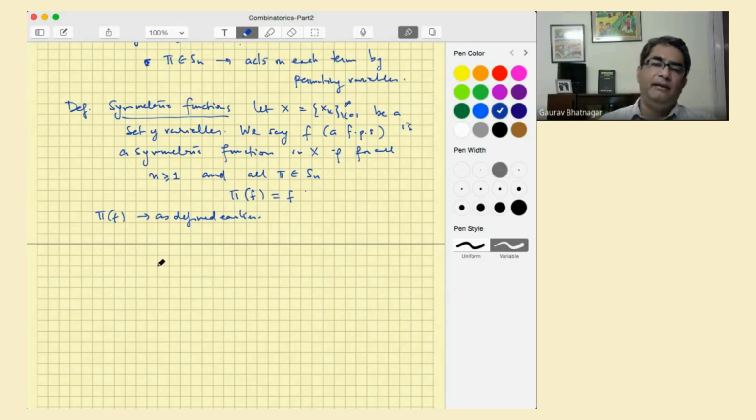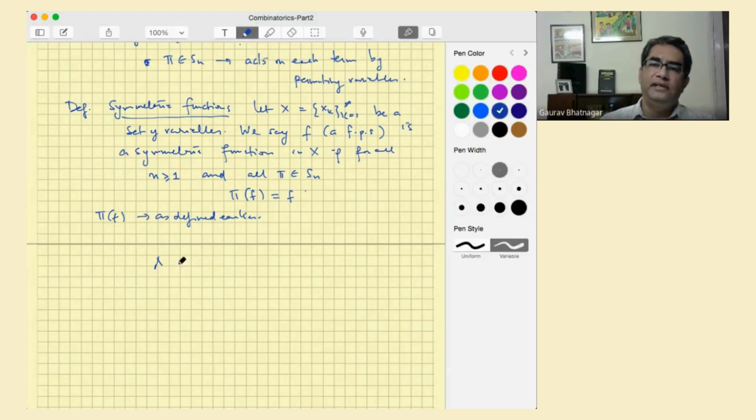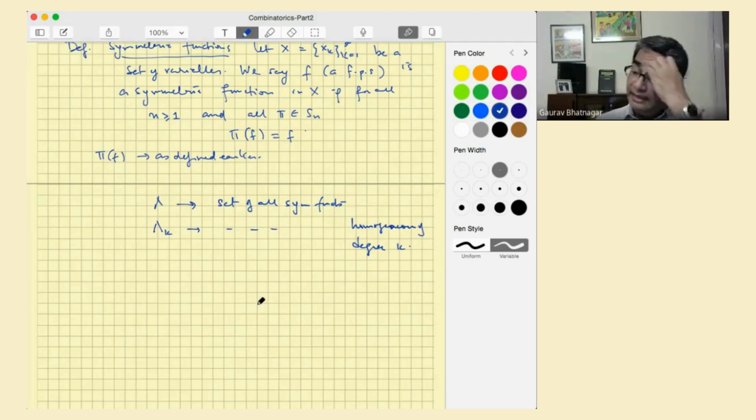And again, now luckily we don't have to write the xn. So this is a vector space, the set of all symmetric functions, and Lambda^k is the set of all symmetric functions homogeneous of degree k.